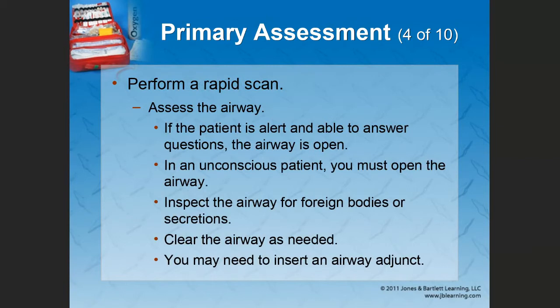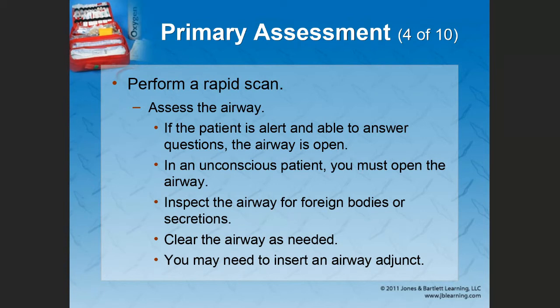Perform a rapid scan. Once we have determined the patient's level of consciousness, we need to assess and manage the upper airway if necessary. If the patient is alert and able to answer questions, the airway is open. In an unconscious patient, you must open the airway. The two methods you are required to use for that task are the head tilt, chin lift if there is no suspicion of spinal injury, or the jaw thrust maneuver if you suspect spinal injury.